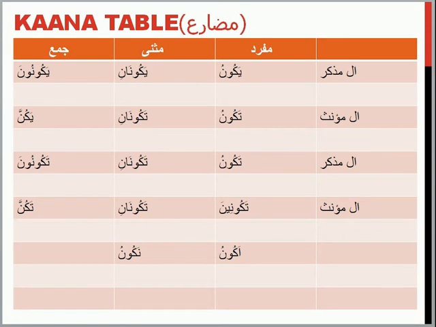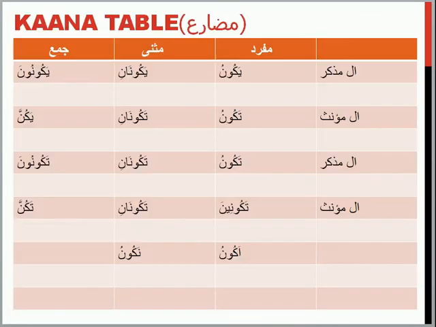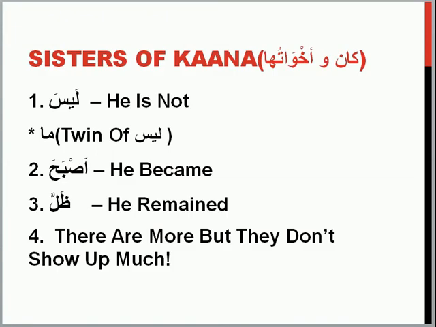And one thing I should tell you, that yakunu is kinda extra crazy. The Naaqis themselves are already crazy, but yakunu is extra crazy. Why? Because it cannot sit alone. It gives you the meaning he will be. Now, there's no future tense in Arabic, right? So how do we make will be out of it? So we'll get to that. Before we get to that, let's get introduced to the sentences of the sisters of Kaana.